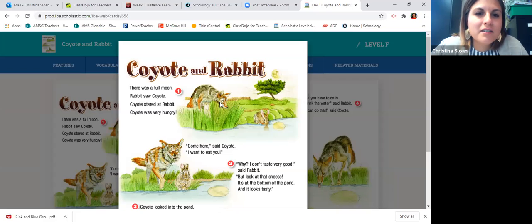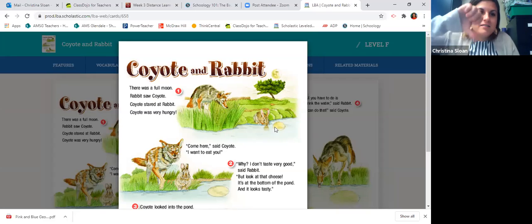Who thinks this is going to be a little bit similar to the fox and the goat story that we heard this morning? Who remembers the fox and the goat? Where the fox tricked the goat and he fell into the well, and then the fox got out of the well, but the goat had to stay in the well. So do you think the coyote is going to be similar to the fox, maybe? Do you think he's going to try to trick the rabbit? Maybe, yes, no, maybe, we don't know. Well, let's find out.